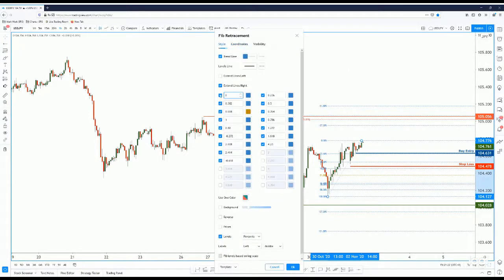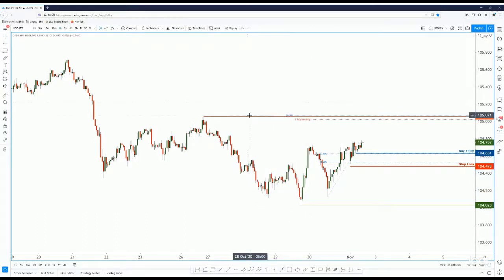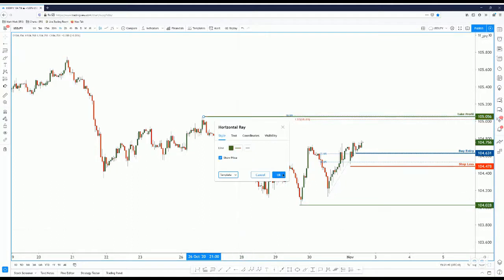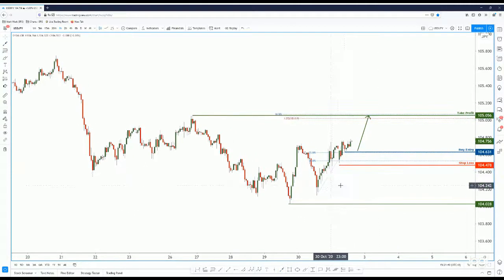I'm just going to go ahead and highlight the 23.6 and the 38.2. So this is what we have, and this will of course be our take profit. So I'll wait for price to pull back towards my buy entry before I go long. And then my stop loss over here.